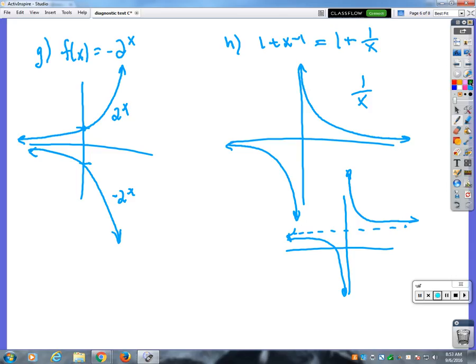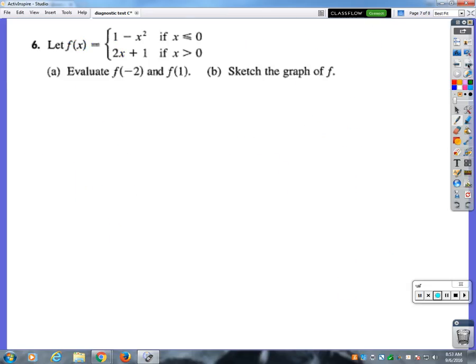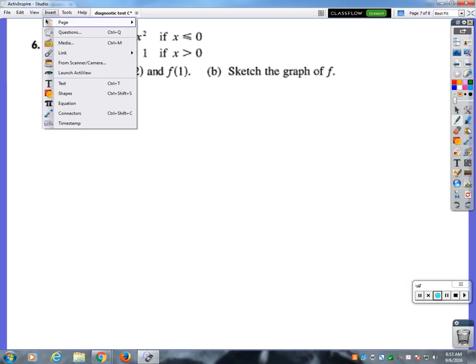Okay, we good there with all those graphs? You guys kind of recall those? Remember we talked about the 10 basic functions last year? We did that, right? Yeah.